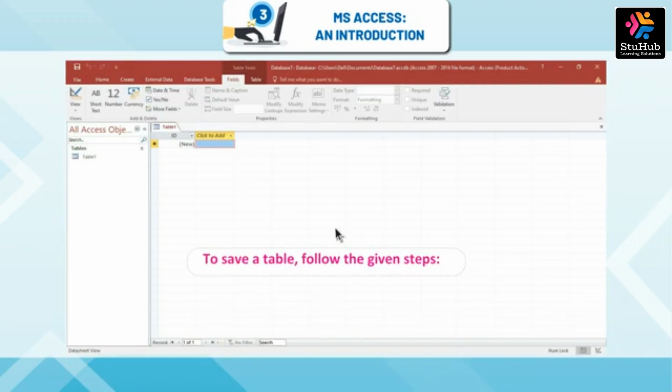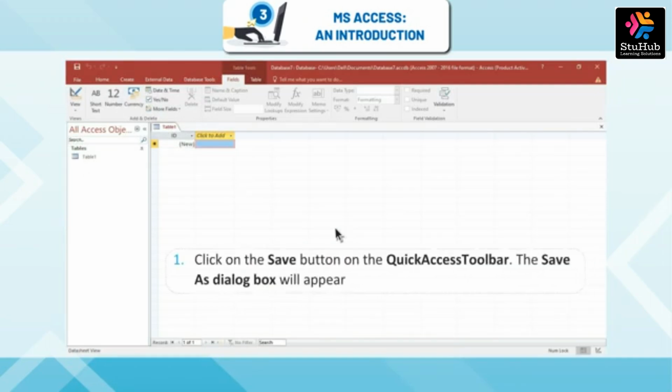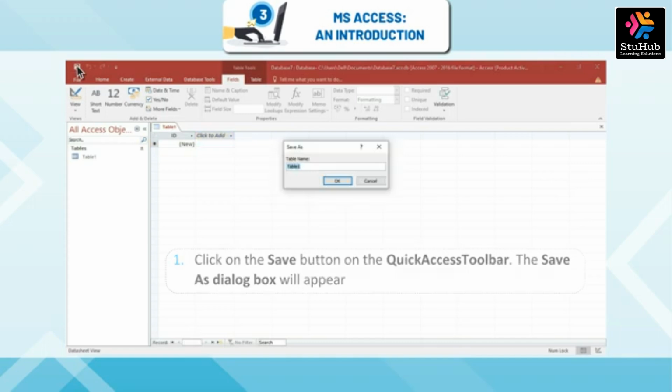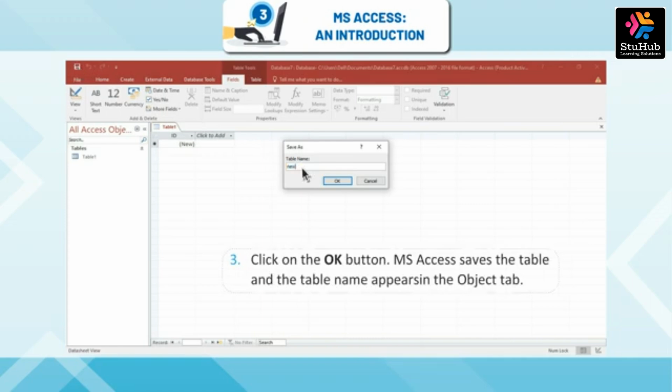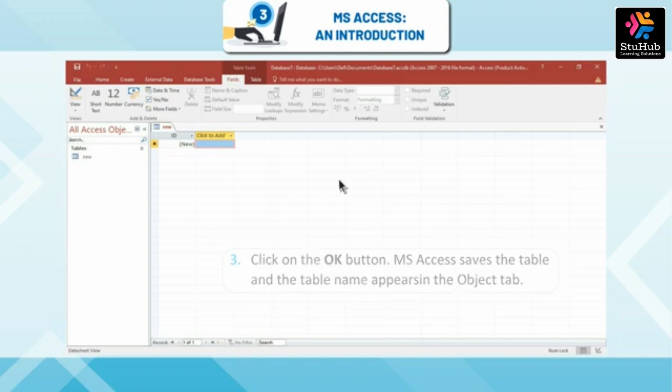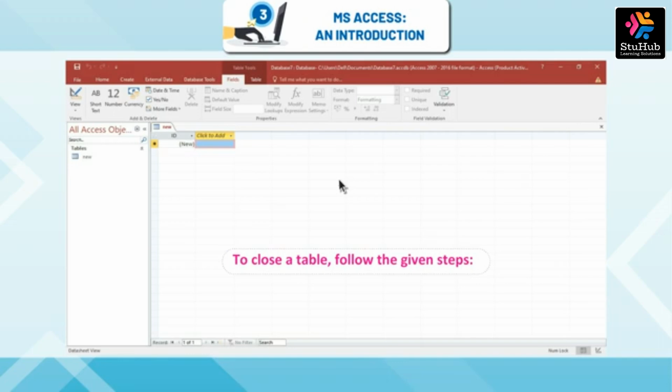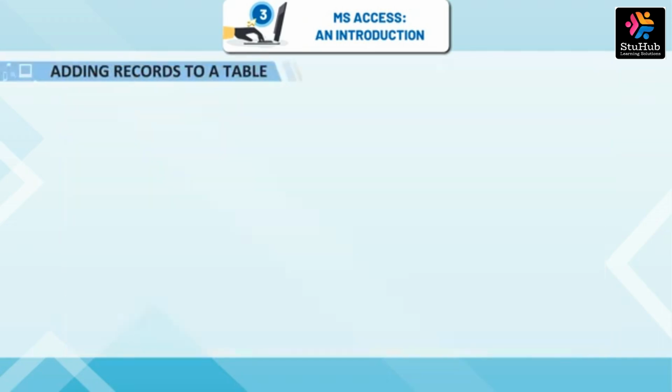To save a table, follow the given steps. Click on the Save button on the Quick Access toolbar. The Save As dialog box will appear. Type the name in the table name box. Click on the OK button. MS Access saves the table and the table name appears in the Object tab. To close a table, follow the given steps. Click on the Close button to close the table.